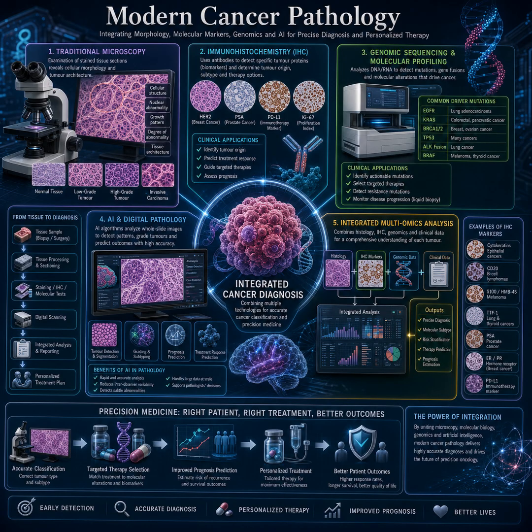Perhaps the greatest advance in modern pathology is that none of these techniques are used in isolation. Instead, they are combined into what is known as integrated multi-omics analysis. Histology reveals the microscopic structure. Immunohistochemistry identifies protein expression. Genomic sequencing uncovers DNA mutations. Clinical information provides the patient's history and imaging findings. Together, these multiple layers of information create an exceptionally detailed biological portrait of each patient's cancer.